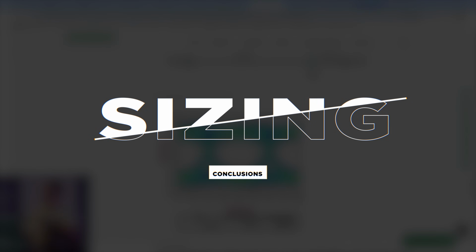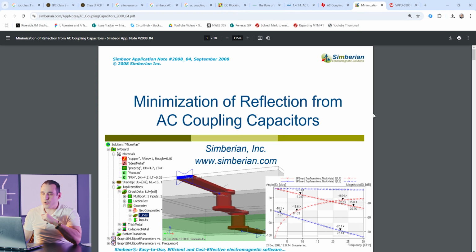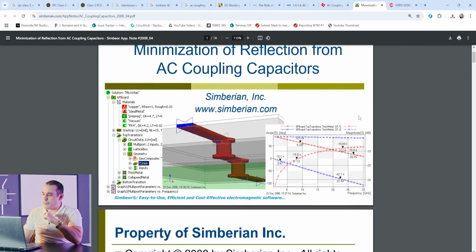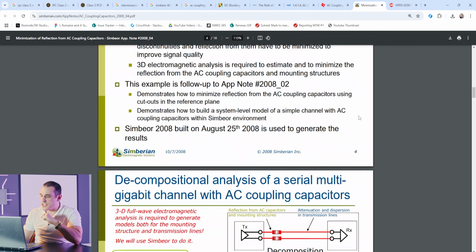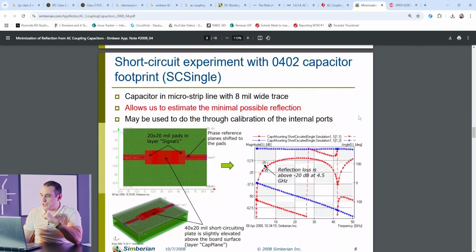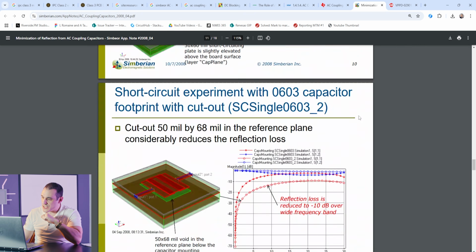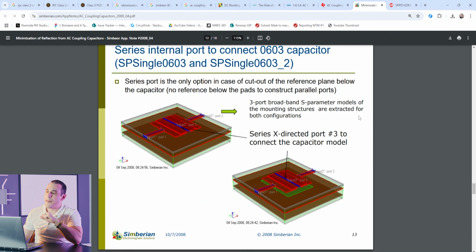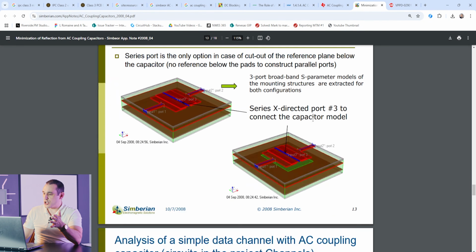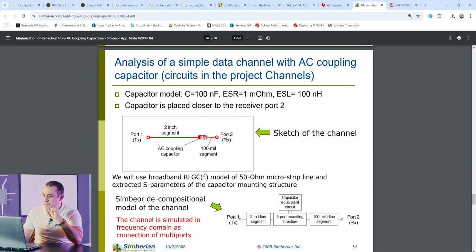Next, let's take a look at some work by Yuri Shlepnev, who you should all know is one of our frequent podcast guests, as well as founder of Simberian. Here on screen, I have one of his app notes dealing with modeling and simulation of differential links with AC coupling capacitors. And as we scroll down here, we're going to see some simulation data that compares the use of a cutout without a cutout, as well as package sizes. Here in this simulation model that he's building, he sets up a 0402 capacitor close to the RX port, since that is the conventional wisdom.